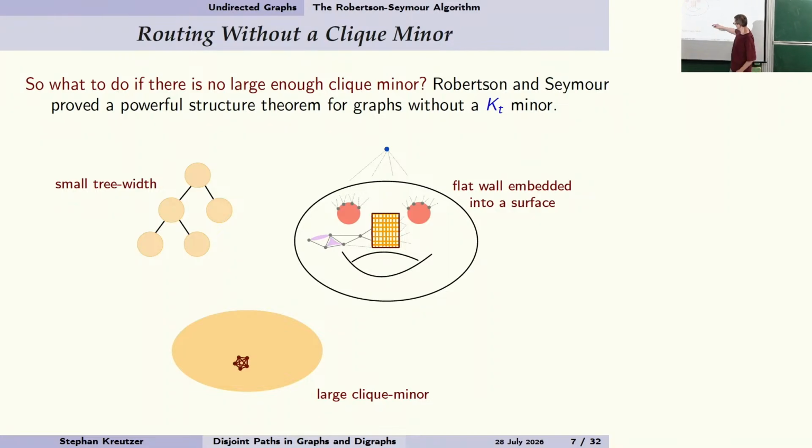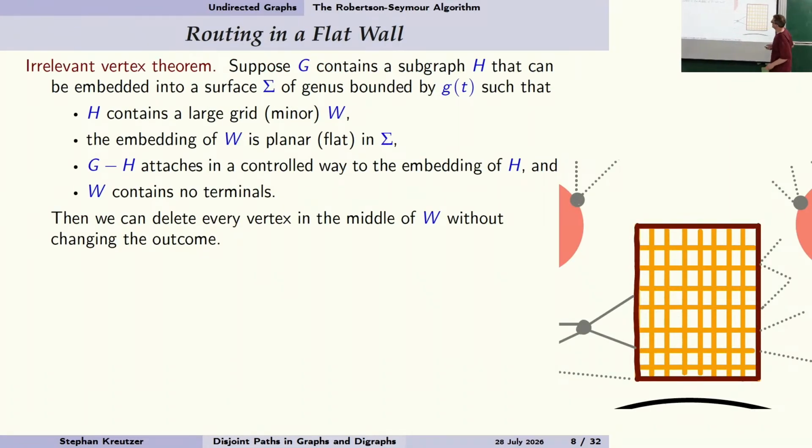So why would we care about this? What can we do in this case? Well, let's zoom into it. What they proved is what's known as the irrelevant vertex theorem, and this is just what I explained in informal writing. So we have the situation where the rest of the surface is here, and this is a large grid.